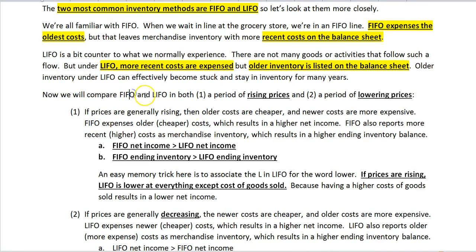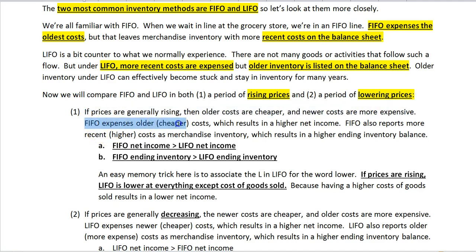Alright, now we're going to compare the two most popular, LIFO and FIFO, under a period of rising prices and a period of lowering or declining prices. This gets a little bit complicated. If you don't get the logic, you can just record the summaries so you can answer the multiple choice. But if prices are generally rising, then older costs are cheaper, right? Because costs are going up over time, so the older costs are going to be cheaper. Newer costs are more expensive.